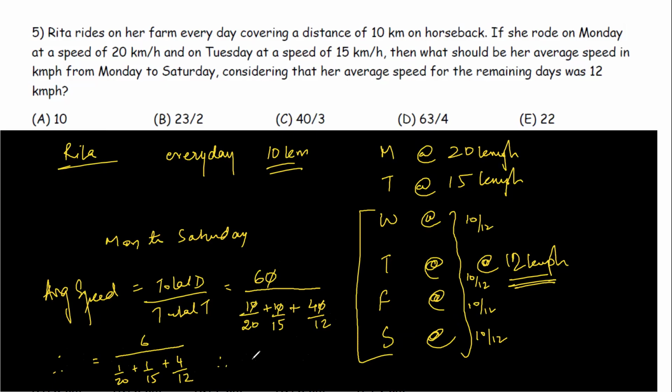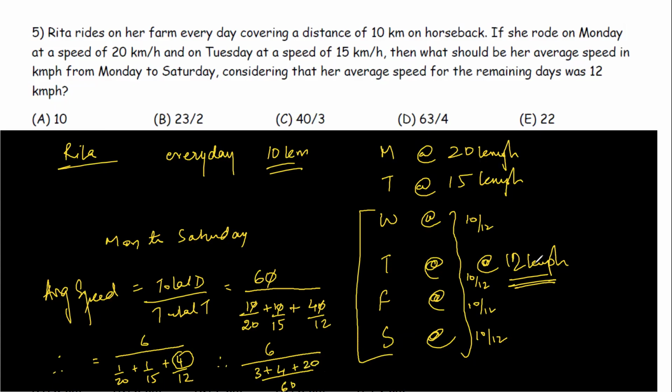Therefore, what I get is 6 upon, I'll take the LCM of 20, 15, 12 as 60, because 60 is a multiple of all three of them. So 20 goes into 60 3 times, 15 goes into 60 4 times, and 12 goes into 60 5 times. So will I write 5? No, it will be 5 into 4. So that is what you get.